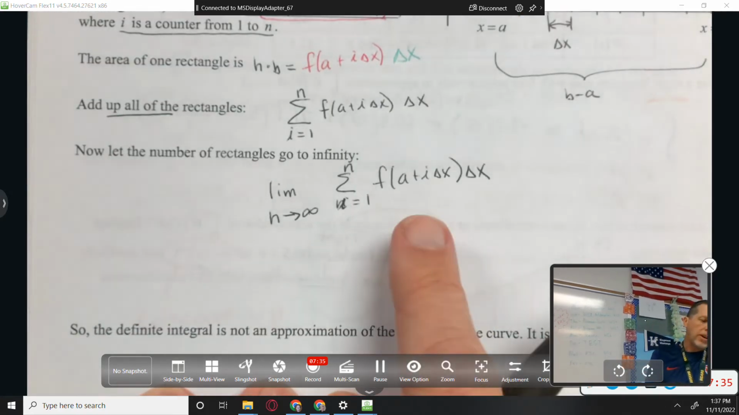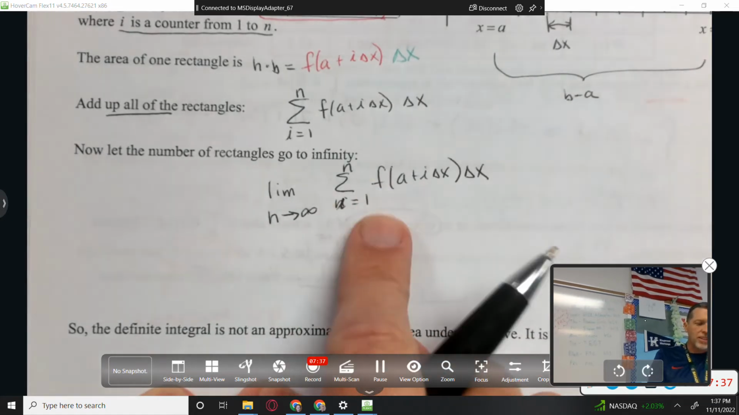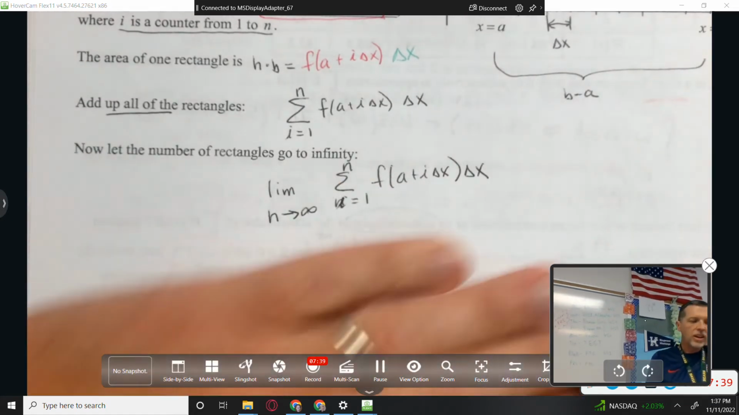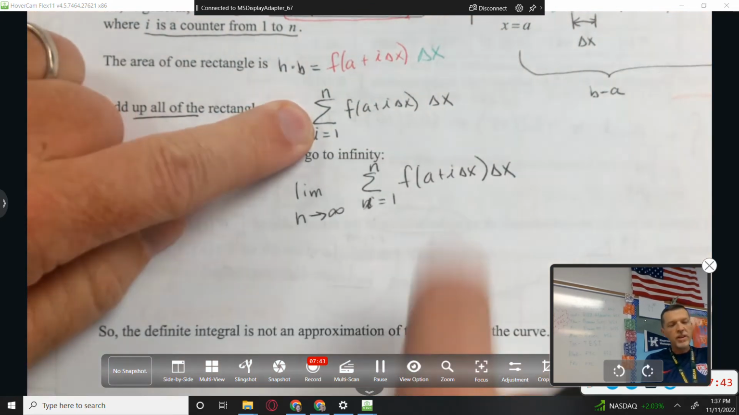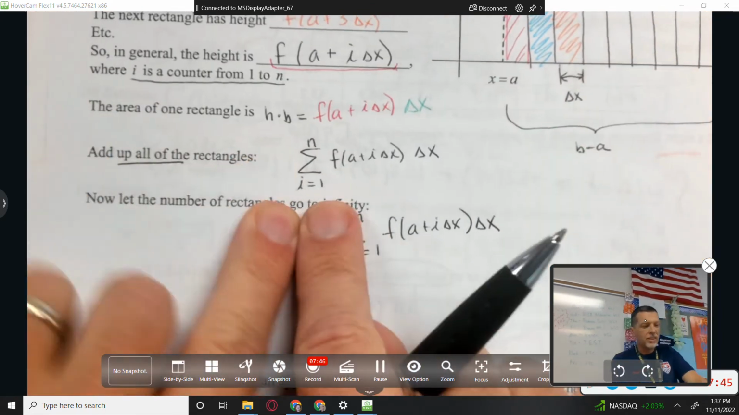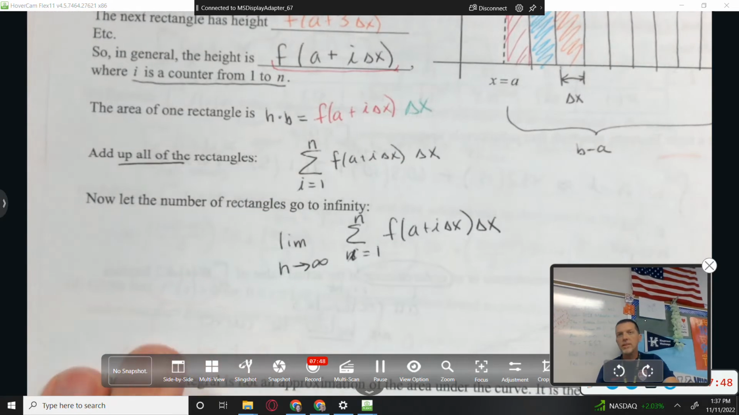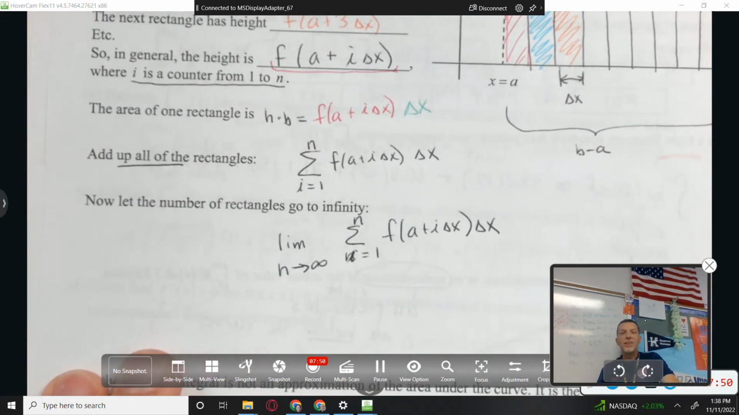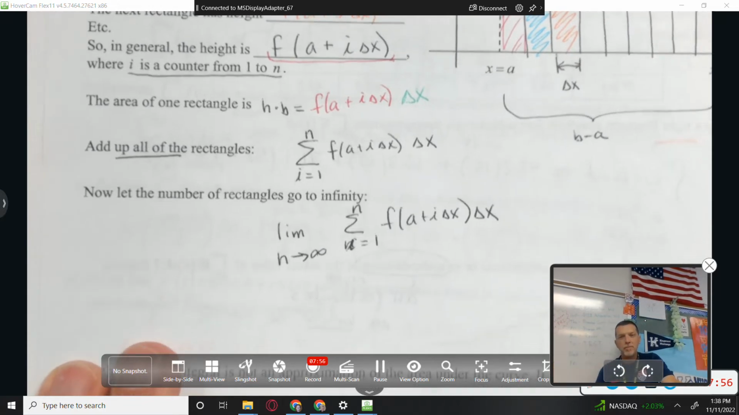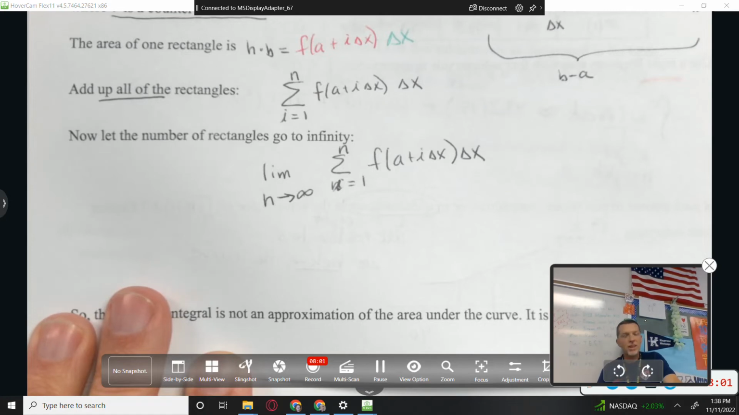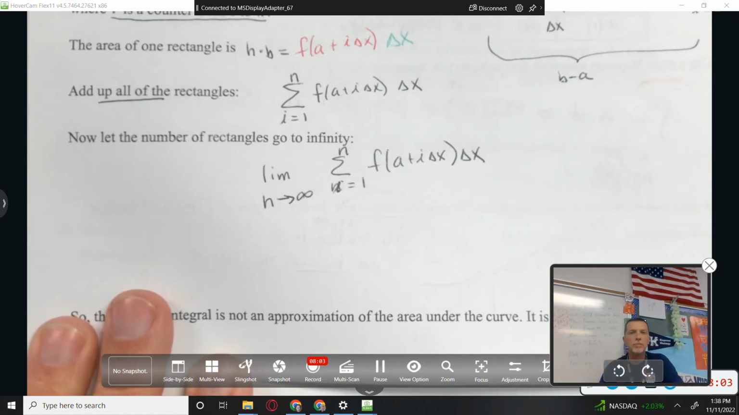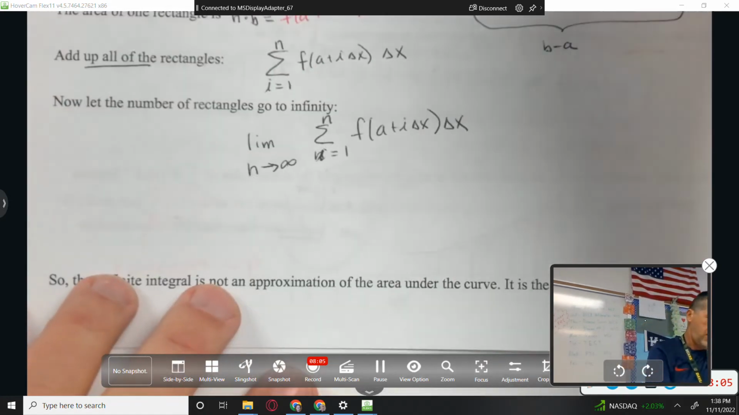By the way, when your calculator does an approximation of this, obviously it doesn't go to infinity. I don't know how many it picks, but when it evaluates an integral, what it does is add up the rectangles. I don't know how many rectangles it uses, but that's all it does, a bunch of base times height, base times height. On fancier calculators, you could set it to say, give me at least 20, give me at least 100, whatever.